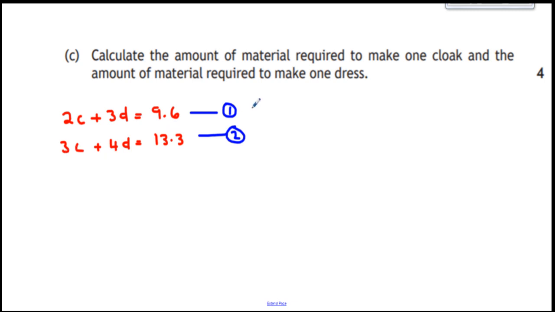So really what we're looking for is multiplying the equations by the opposite numbers. So the top equation I'm going to multiply by 3, the bottom equation I'm going to multiply by 2, but one of them's got to be negative, so I'm going to make the bottom one negative. Now when I multiply equation 1 by 3, I get 6C plus 9D, and that is equal to 3 times 9.6, and 3 times 9.6 is 28.8.